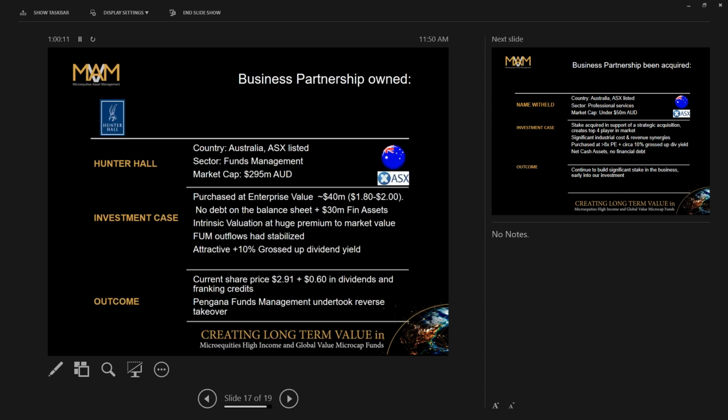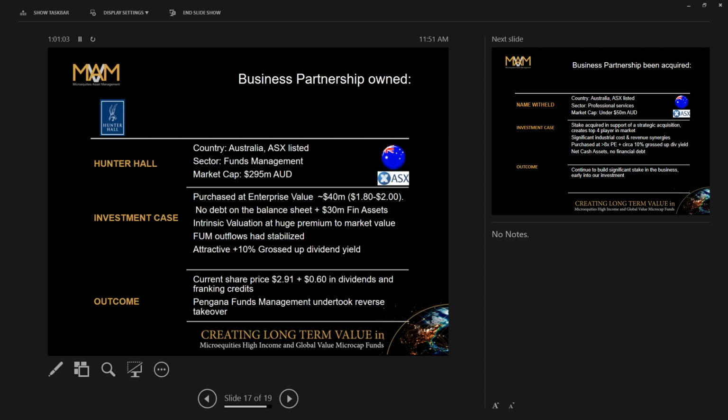Second example, and this example I've flagged here because it's going to give you a deep insight into one of the key risk mitigating pillars of Microequities. So we bought Hunter Hall roughly around 3 years ago, and we bought the business at the time at an enterprise value of $40 million. So at the time, I think the market value was $70 to $80 million. The business had no debt on the balance sheet. It had cash and financial assets. Most of those financial assets, if not all, were investments in their own product of roughly $30 million. So the market value was $70 million, but the enterprise value, once you stripped out the cash and financial assets, was $40 million.